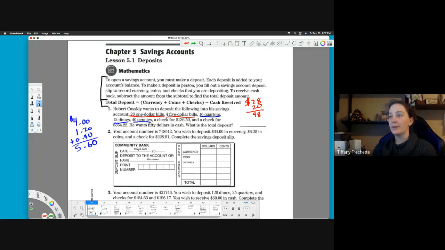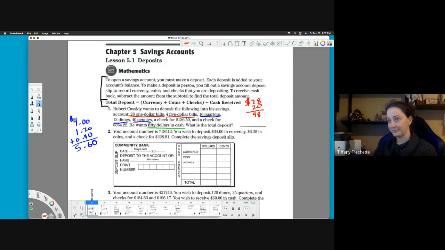So we want to make sure we total up 48 plus 560 plus 136.50 plus 354.22, and then whatever that amount is, I'm not going to give it to you. You need to subtract $50, because remember, he wants $50 in cash back.